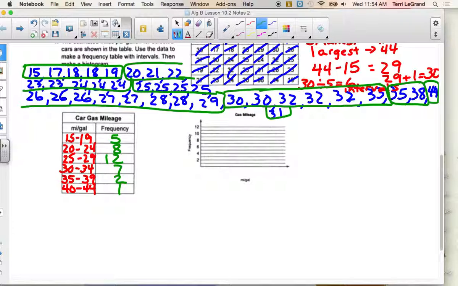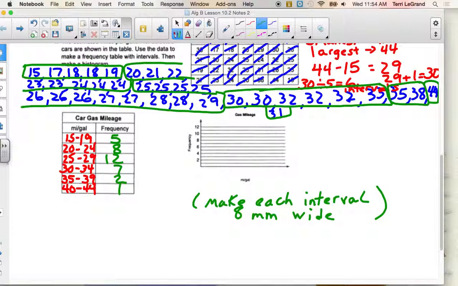And notice, did I put anything there? I did not. Okay, so here's what we're gonna do. Make each interval, because I've already done the math for you to show how wide you can make them so that they'll all fit on this graph. You're gonna make each interval 8 millimeters wide. I'll show you how we actually do that.